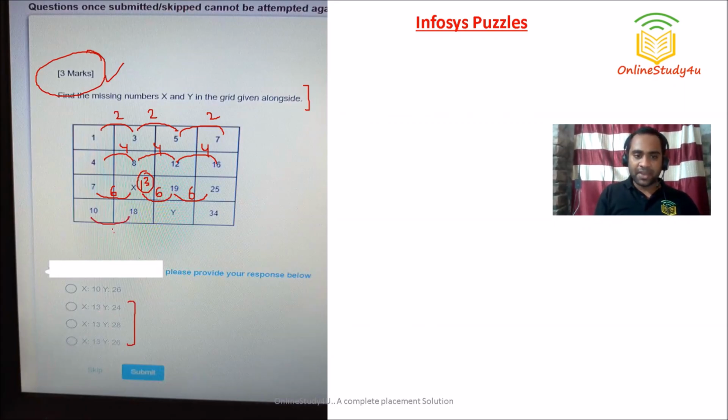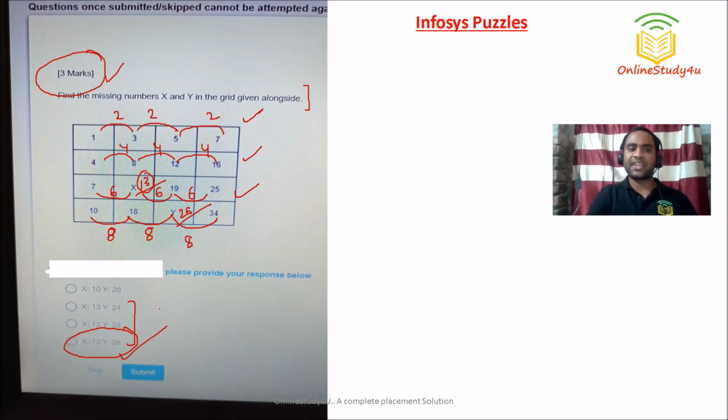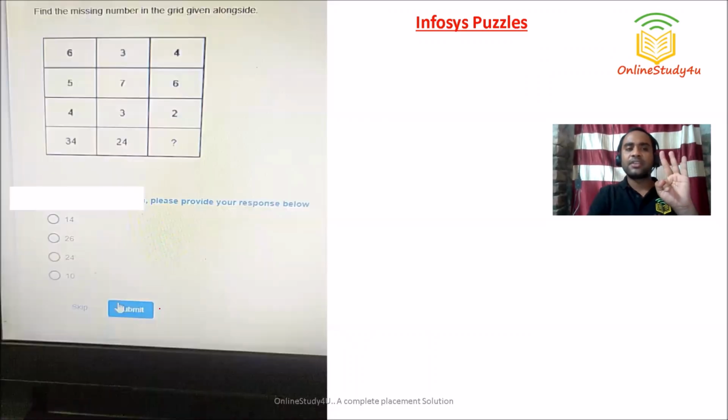Then 10 plus 8 is 18. Again 18 plus 8, because the difference is constant. The difference is 2, the difference is 4, the difference is 6, so the difference is constant. So 18 plus 8 is 26, and 26 plus 8 will be 34. So 18, 13 and 26. Here we fill 13 and here we fill 26. That means option D is the correct answer for 3 marks.